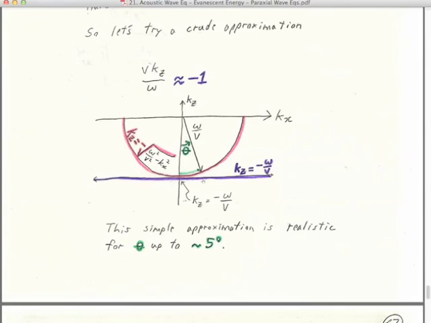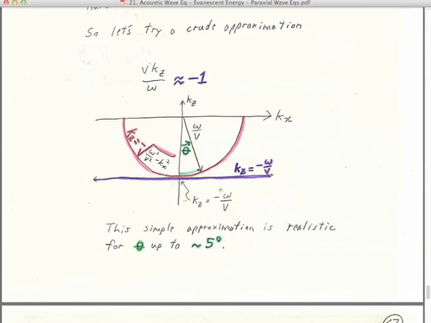And here is kz equal to minus omega over v. The radius of this circle is omega over v. And the purple one, that's our crude approximation, and it's exact at 0 theta. That angle is the angle of propagation from vertical, up, of course. The radius of the circle is omega over v, as we know. And for theta less than 5 degrees in either direction, this straight line is a pretty darn good approximation. It's actually less than 1% wrong.